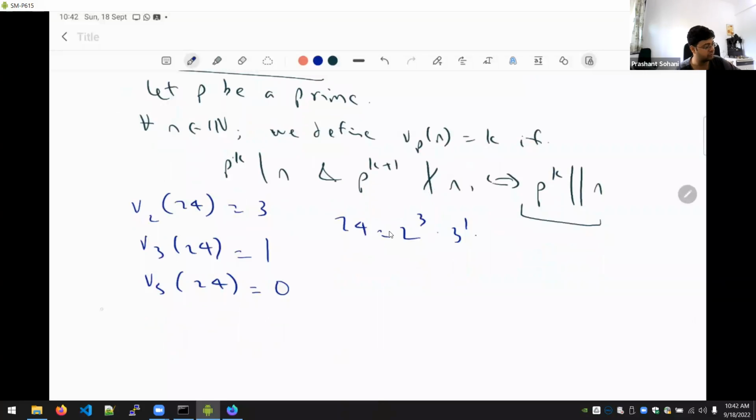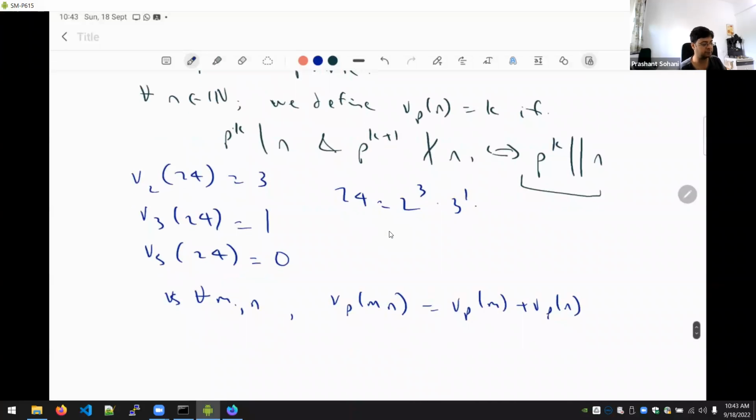So, some basic properties. Can you see what Vp of mn will be for any numbers m and n? It will be Vp of m plus Vp of n, right? Because whatever is the highest power of p in the factorization of m and in the factorization of n, that will simply get added up when you compute mn.